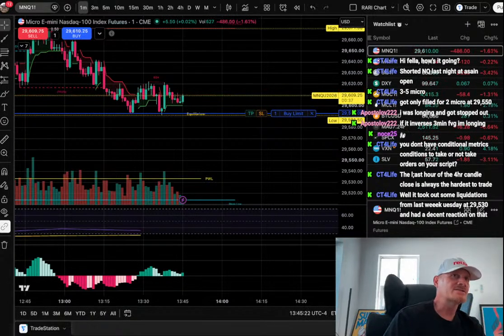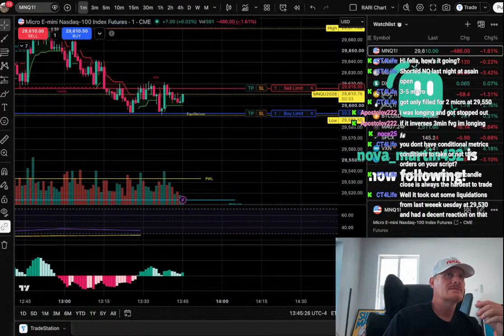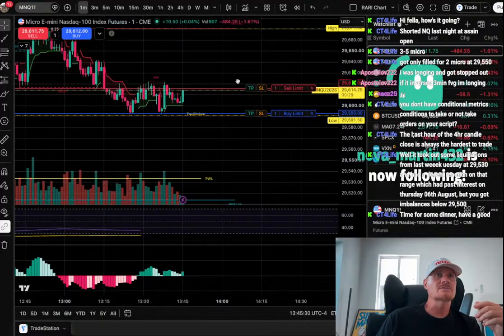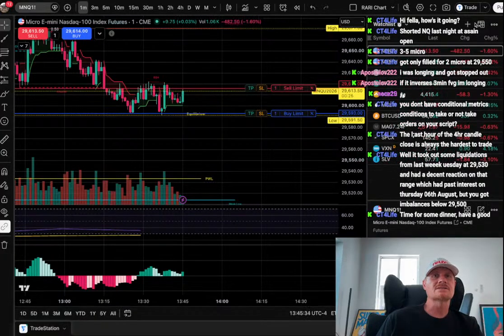This is a trading bot right now, so this is AI. This is AI putting bracket orders around price candles. This literally is just a bracket.